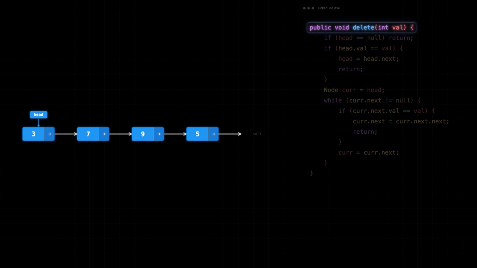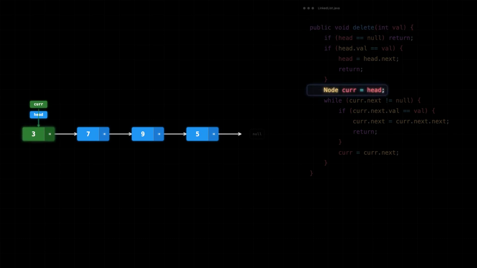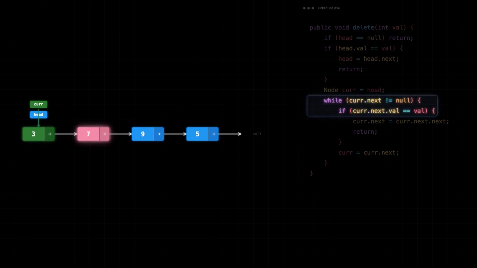Alright, now the trickier part. What if the node is somewhere in the middle? We can't jump straight to it. We have to walk the chain. We create a pointer called cur and start it at head. This is our scanner. It moves through the list one node at a time. We check cur.next.val, and there it is, 7. We found the node we want to remove.